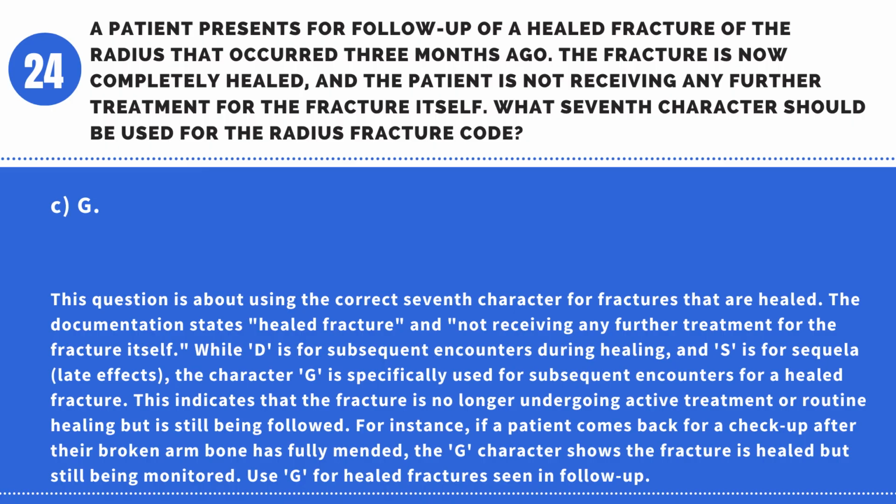This indicates that the fracture is no longer undergoing active treatment or routine healing but is still being followed. For instance, if a patient comes back for a checkup after their broken arm bone has fully mended, the G character shows the fracture is healed but still being monitored. Use G for healed fractures seen in follow-up.